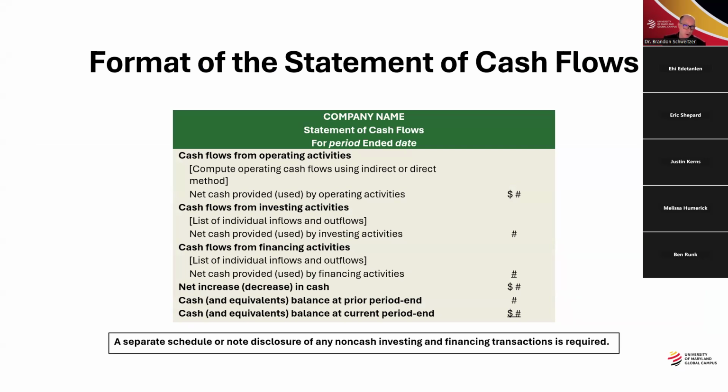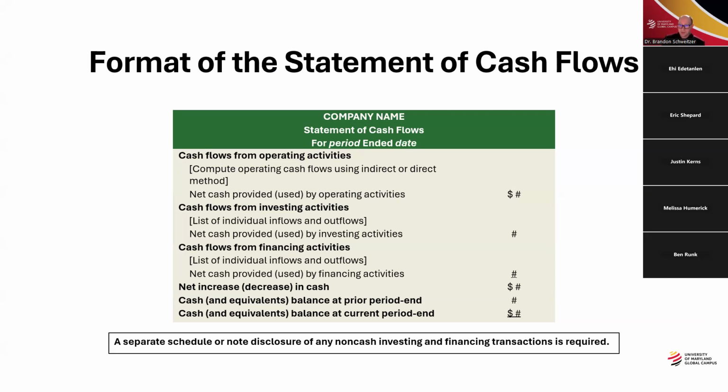This slide represents the typical format of a statement of cash flows. The statement of cash flows reports cash coming into and out of the business for operating, investing, and financing activities. The statement of cash flows shows the net increase or decrease from these activities, and it ties into the cash balance. Any non-cash investing and financing transactions are disclosed in a note or separate schedule.